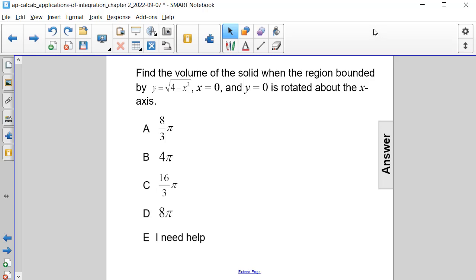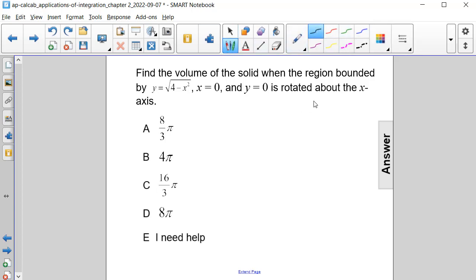Find the volume of the solid when the region bounded by y is equal to the square root of the quantity 4 minus x squared, x equals 0 and y equals 0 is rotated about the x-axis. Well, let's first sketch a graph to see what it's going to look like. So we have our graph here, and it's bounded by x equals 0 or the y-axis, so that's going to be one boundary, y equals 0 or the x-axis, and then this function.